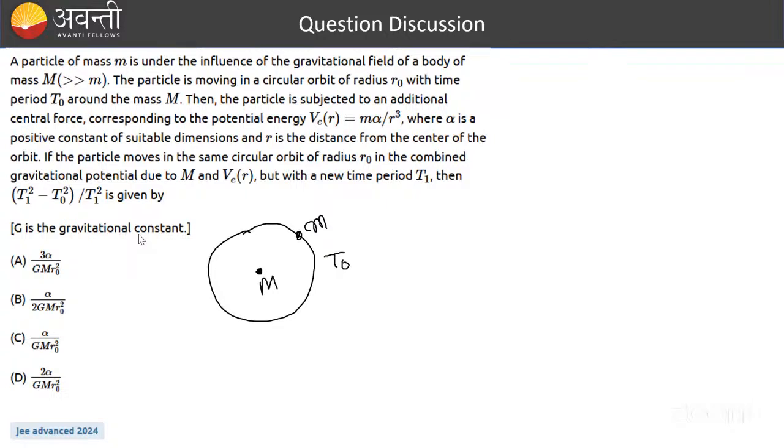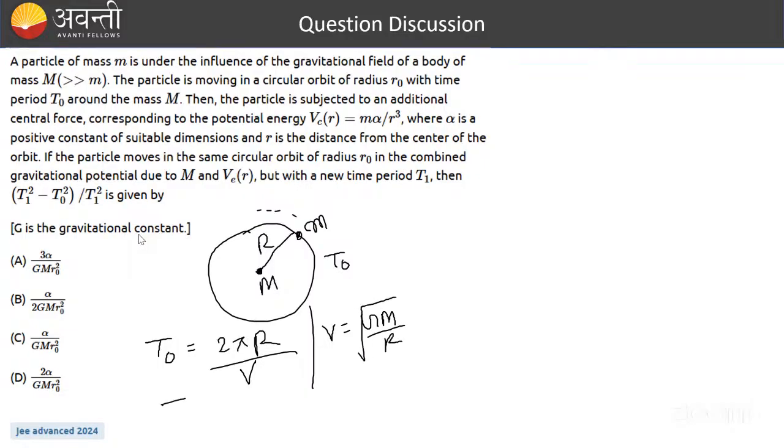T naught. So T naught, what can you write it as? T naught you can write as 2 pi r. Let's say this is going round in an orbit of radius r. So 2 pi r divided by velocity of this m mass, that is v. What will be the value of v? v is the orbital velocity. What is the value of orbital velocity? Root under gm by r. So here t naught, what can you write it as? 2 pi r divided by root under gm by r. This is t naught, right? Now what we are doing is, particle is subjected to an additional central force.